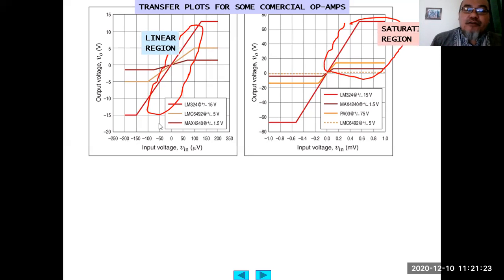And usually we operate them in the linear region. You don't operate them beyond this threshold or below this threshold, because that will be the saturation region, where there is no effect of increasing the input voltage anymore.